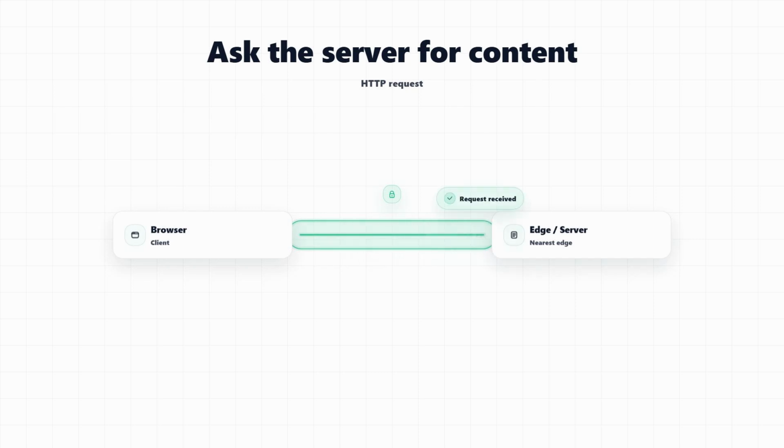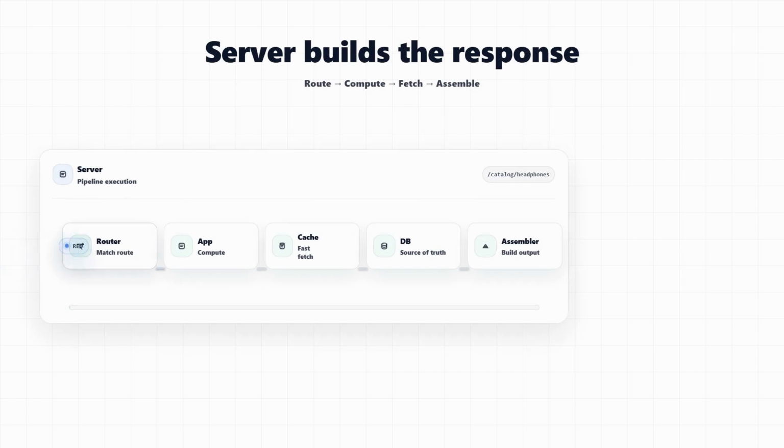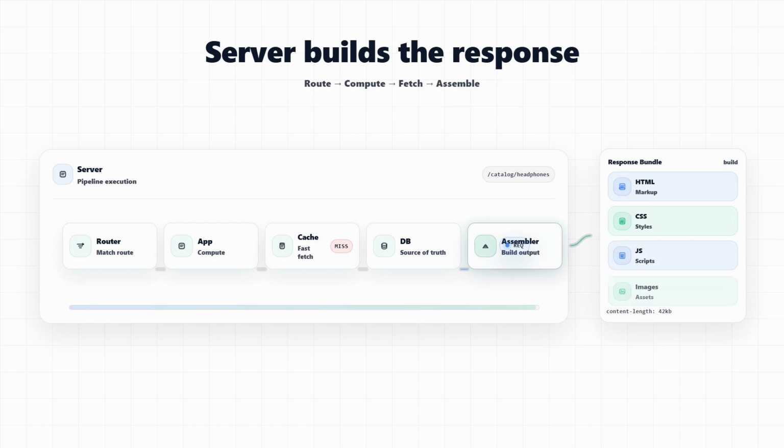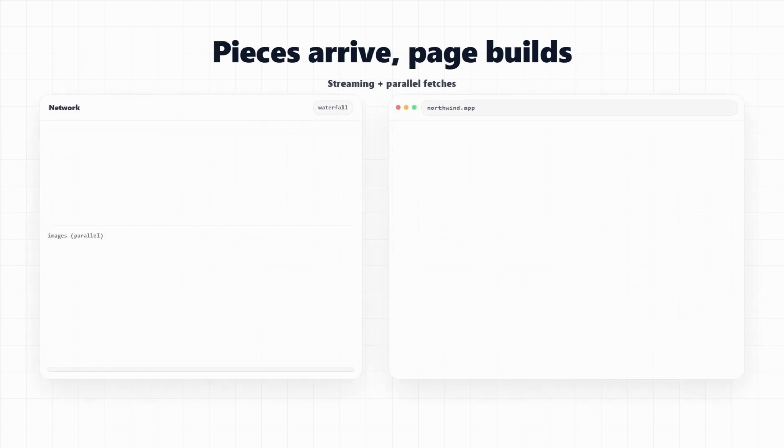On the server side, that request moves through a processing pipeline. It gets routed to the right handler, the application runs its logic, it checks server-side cache for a quick answer. If needed, it queries the database to fetch the latest data. Then it assembles a response bundle, the structure, the styles, the scripts, and the assets needed to build the page.